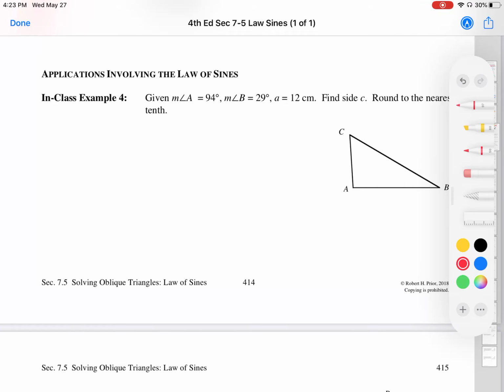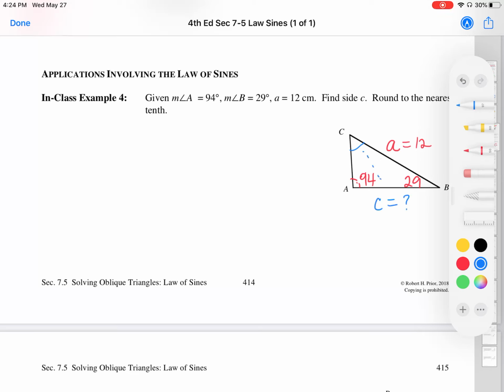Given the measurement of angle A is 94, measurement of angle B is 29, and side A is 12, find side C and round to the nearest tenth. All right, let's label what we know. We know angle A is 94. Angle B is 29. And therefore the measurement of side A is 12. Remember that the side belongs to the opposite angle. Find side C. So here's angle C. So I want to find side C and round to the nearest tenth.